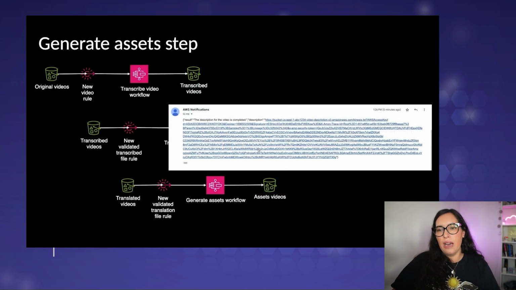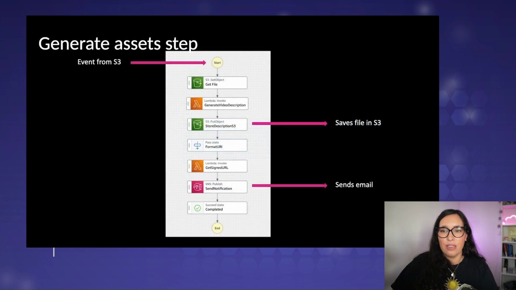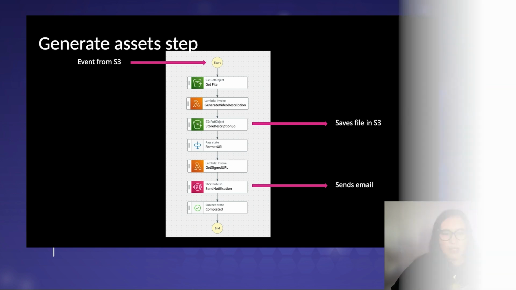And then finally, we have the generate assets. That is exactly the same architecture. An event comes in, there is a new translation. It generates the assets, creates a title, descriptions, and tags using Bedrock, and then puts it in an S3 file for us. And in here, I have to update this slide, but we are using the optimized integration and not calling a Lambda function, but it's more or less the same thing.